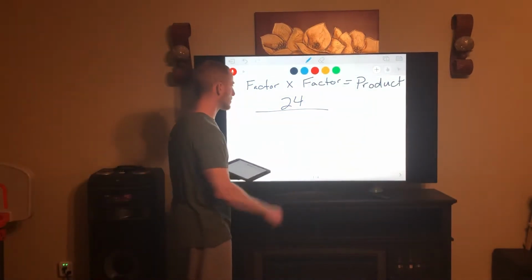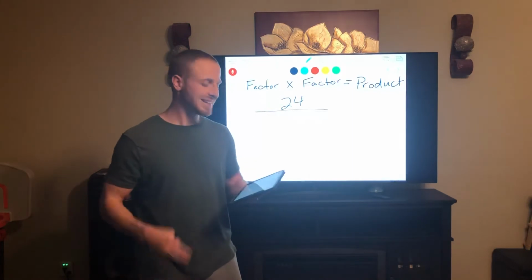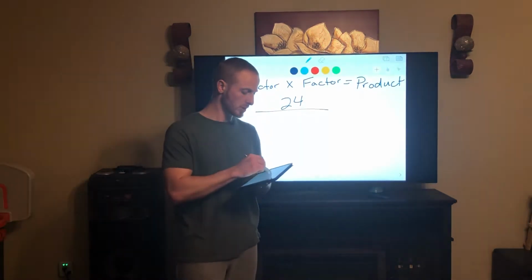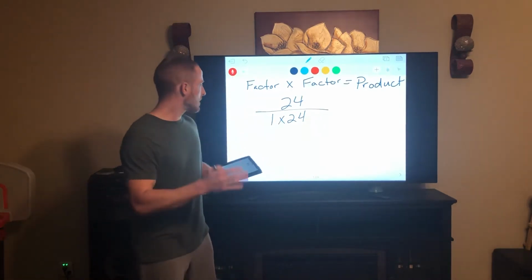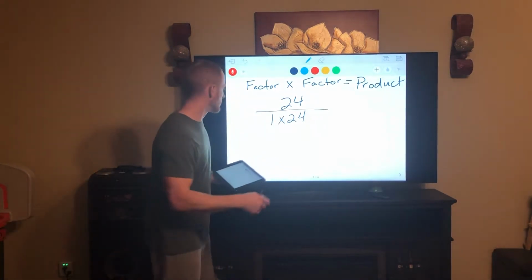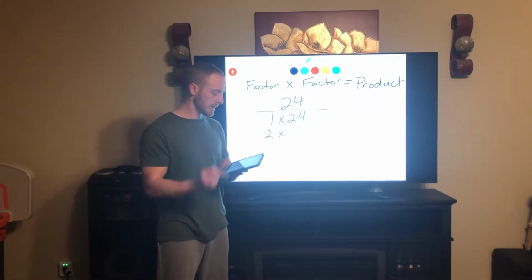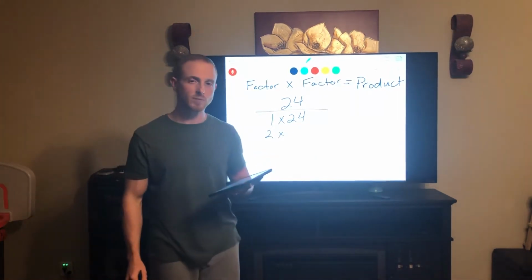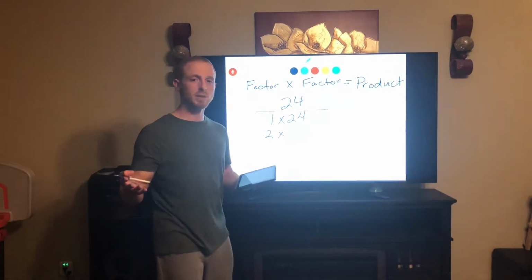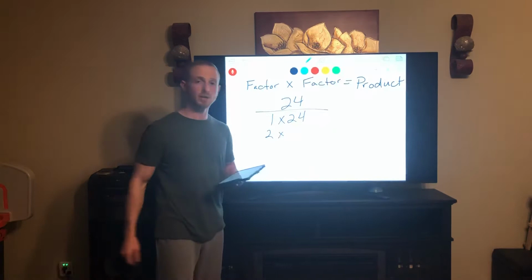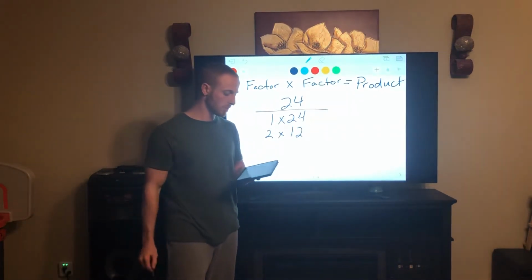So factors of 24. The first thing I'm going to do is think about the very easiest one to come up with, which is 1 times 24, right? And then I'm just going to work my way down using my divisibility rules. So the next number that I would think about is 2. Is there anything that I can multiply times 2 to get 24? Well, my divisibility rules state that anything times 2 is going to be an even number. 24 is an even number, so therefore I know that 2 times 12 equals 24.